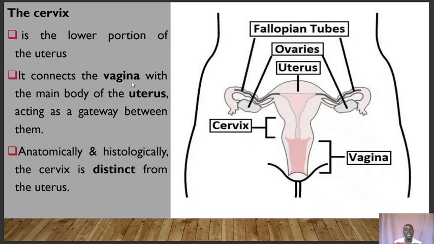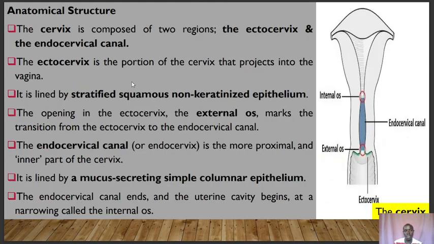Anatomically and histologically, the cervix is distinct from the uterus. You have to know that. You find that the cervix is composed of two regions. We have the ectocervix and the endocervical canal. The ectocervix is the portion of the cervix that projects into the vagina. So you move from the vagina to the ectocervix, then the endocervical canal.